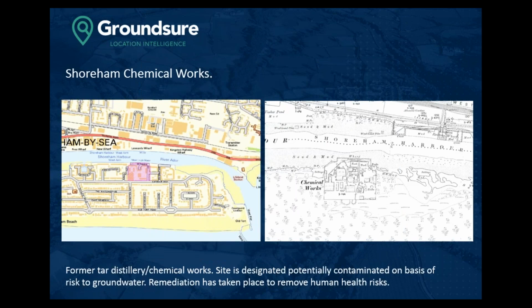The next two case studies are a little bit closer to home. On this screen, you can see the Shoreham Chemical Works. So this site in Shoreham was formerly a chemical works, and this is where a former chemical works has led to a number of properties being designated as contaminated land, and they've had to be remediated. It's actually on the beach that I go kite surfing on.